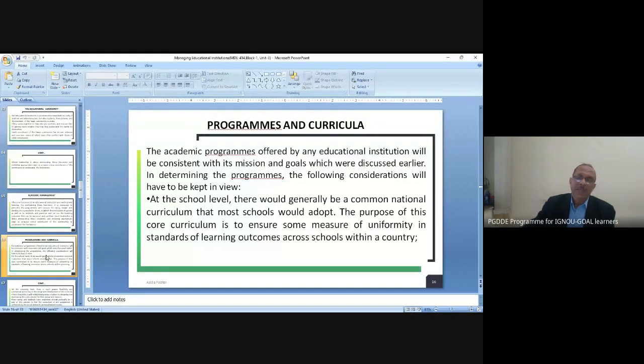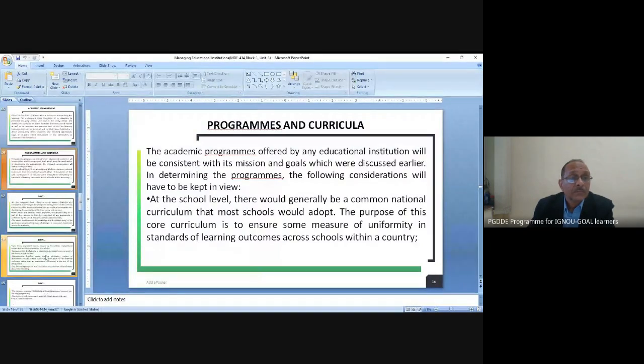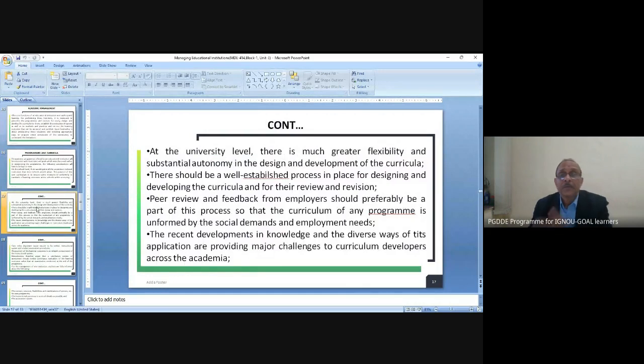So that's the basic difference between the school level curriculum and the universities. Universities, every university has its autonomy, has the right to develop its own curriculum. But when it comes to the school level, to a large extent the curriculum is framed at the national level by the national government or other agencies. That's what I said. A university has the flexibility to develop its programs, to offer and develop curricula, with a well-established process in designing and developing curricula, and their revision also. The universities have autonomy to revise the curriculum periodically and relook at it.